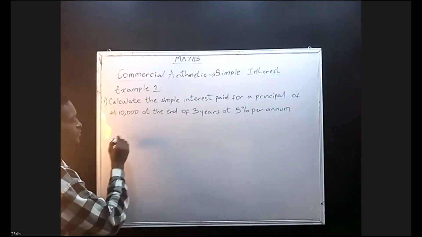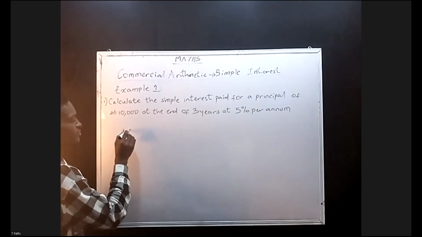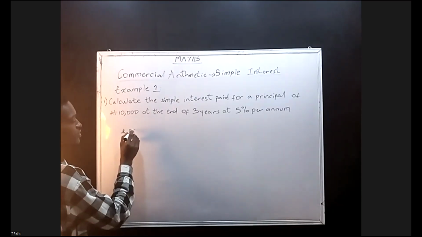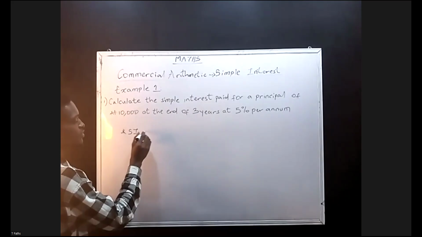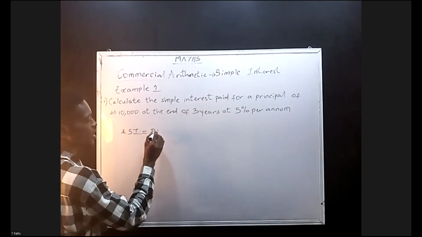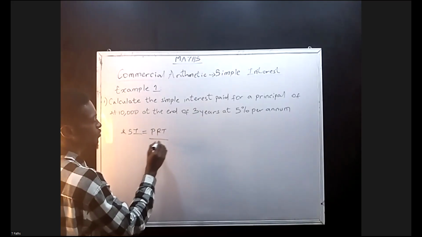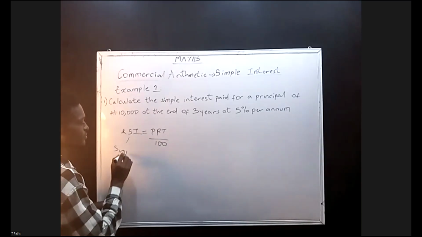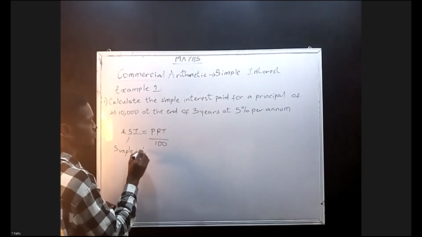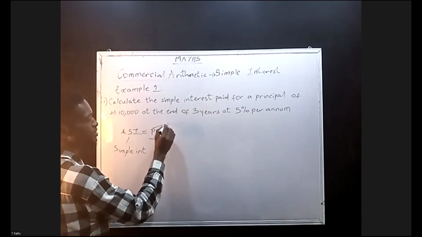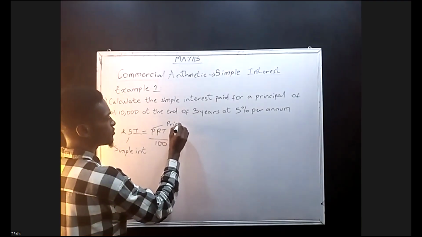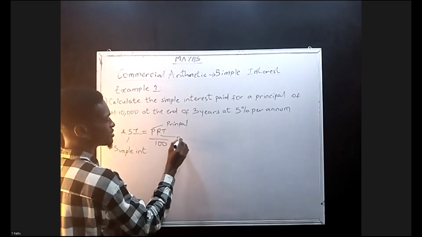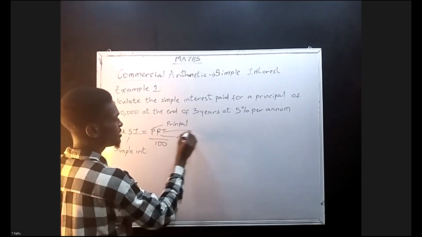Now, the first formula is the formula for the simple interest. The initial is SI. SI is equal to PRT over 100, where SI is our simple interest, P is the principal, R is the rate, and T is the time.